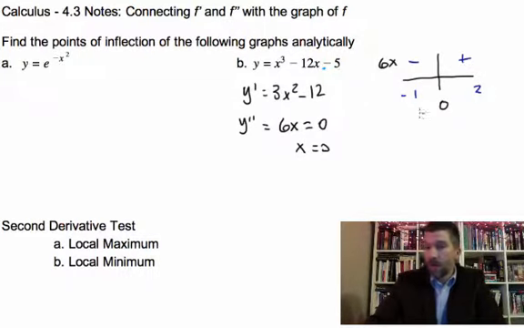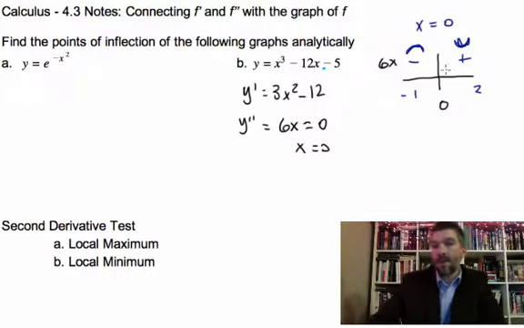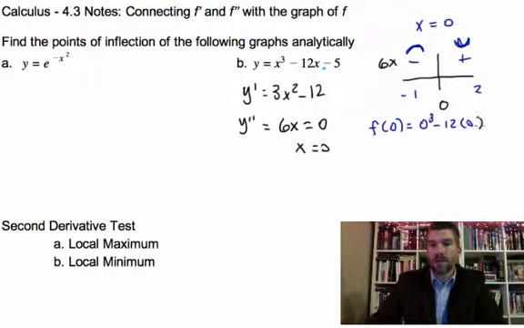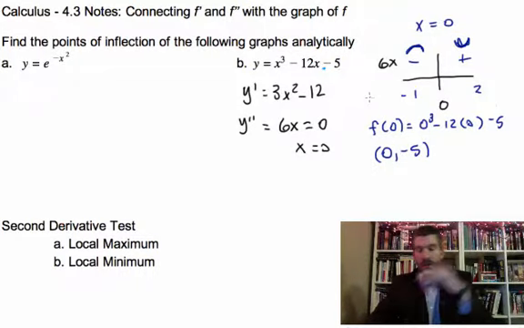So what's your point of inflection? The point of inflection occurs when x equals 0 because we're concave down, then concave up. So what y value is that? I don't know, but I can plug it back into my original function. So when I look at f of 0, I get 0 cubed minus 12 times 0 minus 5, which ends up being the point (0, negative 5) as my point of inflection. That's where my graph turns from concave down to concave up.